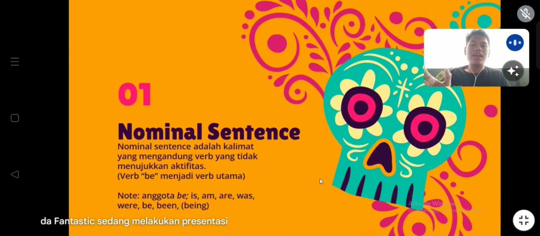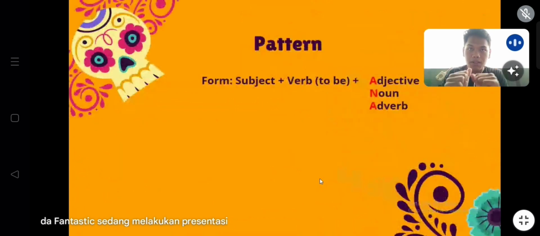Remember that. The pattern is so simple here. First we got a subject. Number two, we got a verb. Remember, to be. It's only is, am, are, was, were, be, been, and being. And the most important thing that differentiates nominal from verbal is A, N, and A. A stands for adjective, N stands for noun, and A stands for adverb. What's adjective? Kata sifat. What is noun? Kata benda. What is adverb? Kata keterangan. Remember that.